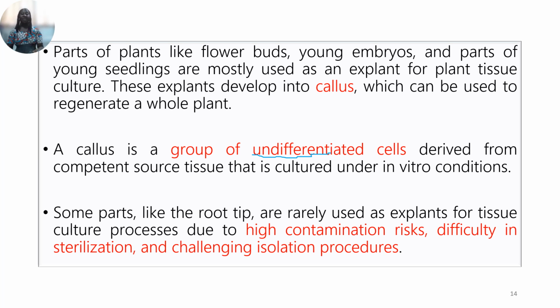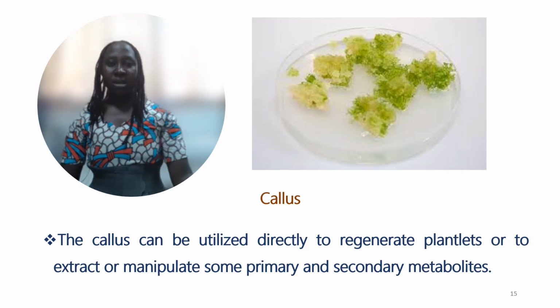Some parts like the root tip are rarely used as explants for the tissue culture process. Why? Because they have high contamination risk, they are difficult to sterilize, and they have challenging isolation procedures, so we don't prefer using them. And also we don't prefer using flowers because they are rigid to differentiation. They are not ready for that. Most of them cannot differentiate.